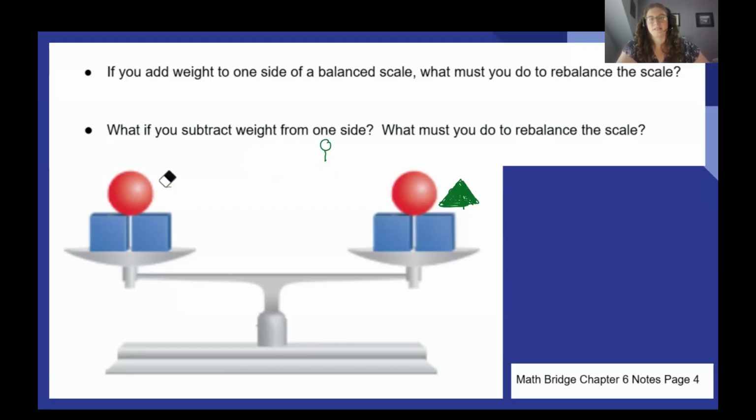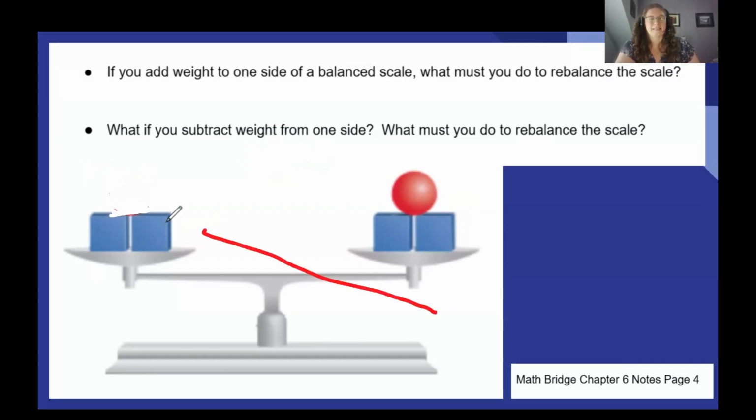And the same is true if we subtract from one side of the equation here. If I were to take away this red ball, if I remove this red ball from this side of the scale, well, my scale isn't balanced anymore, right? This side weighs more, so my scale's going to tip now. This side weighs more, it's going to go down, and this side's going to go up.